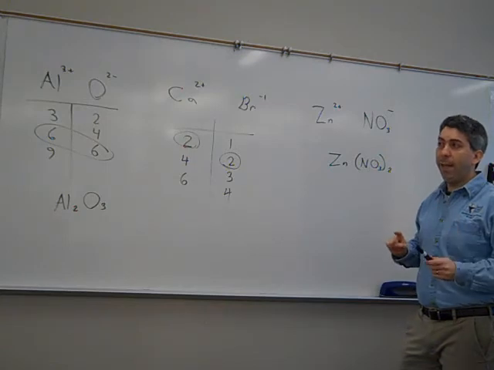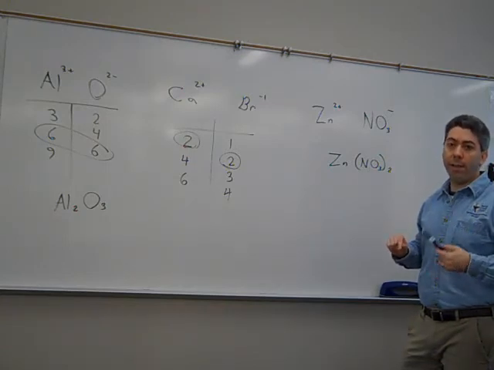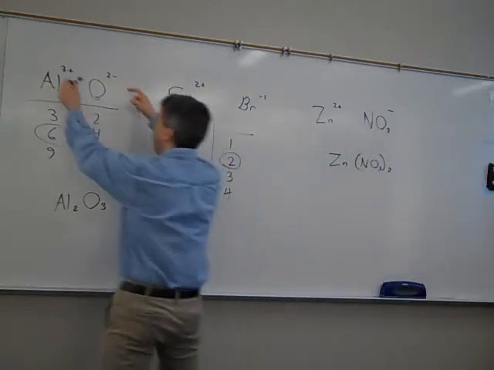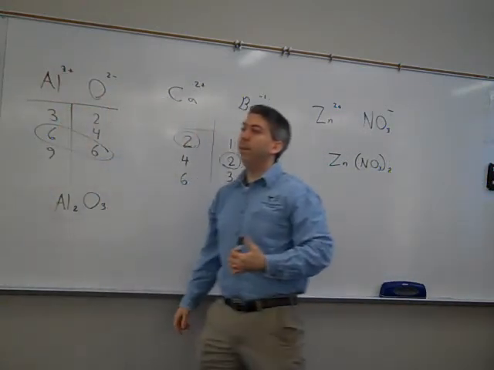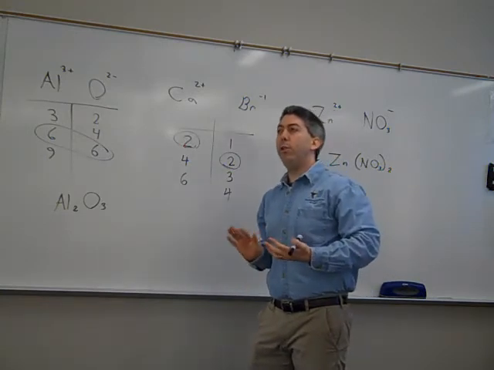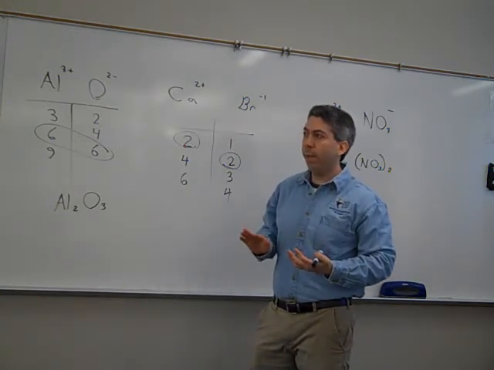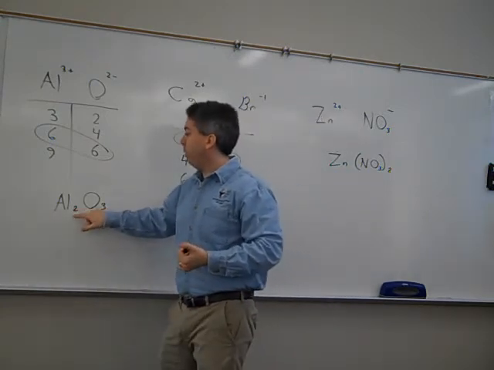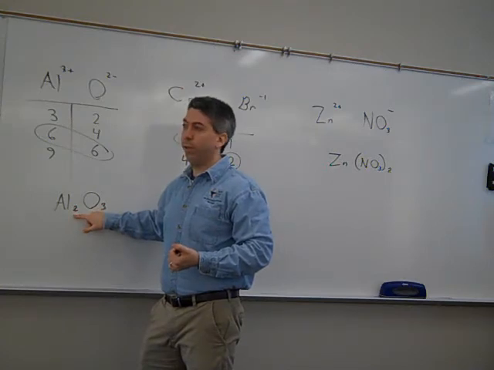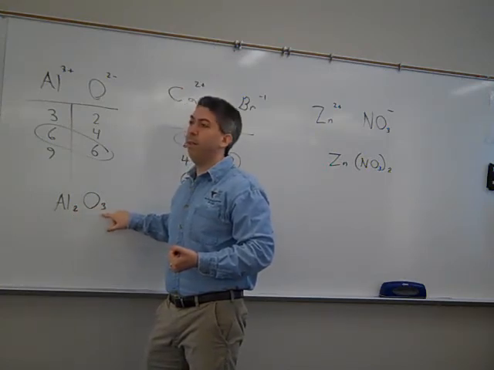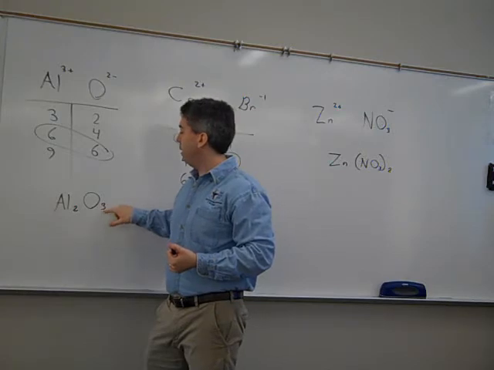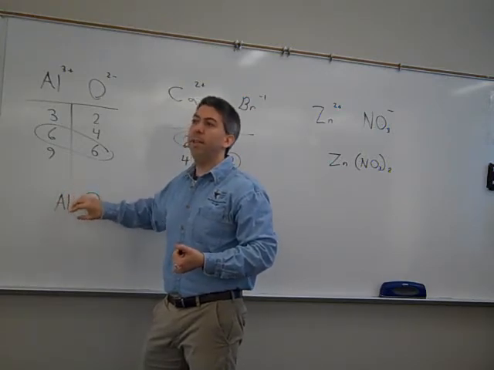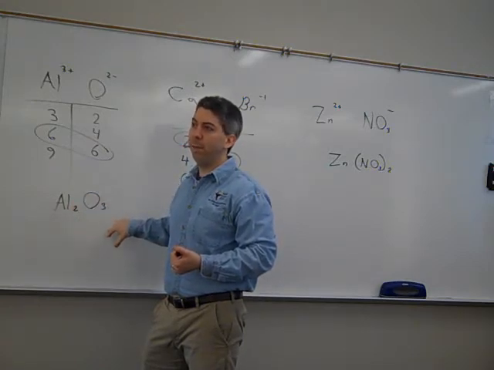Now, that said, your teacher will probably try to teach you what's known as the crisscross method. And they'll say, just cross the charges, okay? And while that usually works, it doesn't always work. And you'll also have to keep in mind that this 2 is not here because oxygen's charge is 2. This 3 is not here because aluminum's charge is 3. This 3 is here because you have 3 oxygens, and the 2 is telling you have 2 aluminums. That's what the actual 2 and the 3 mean.